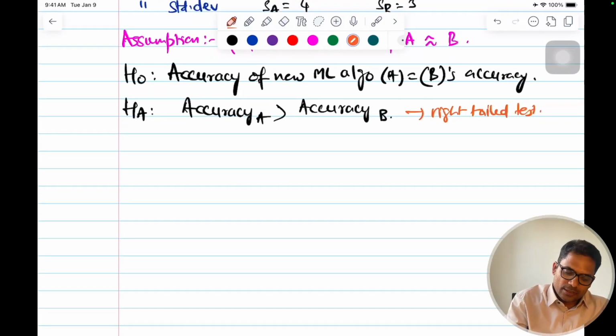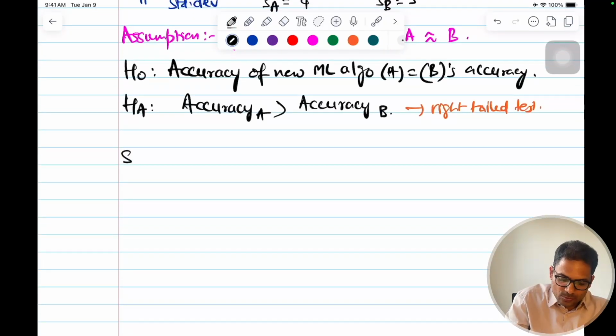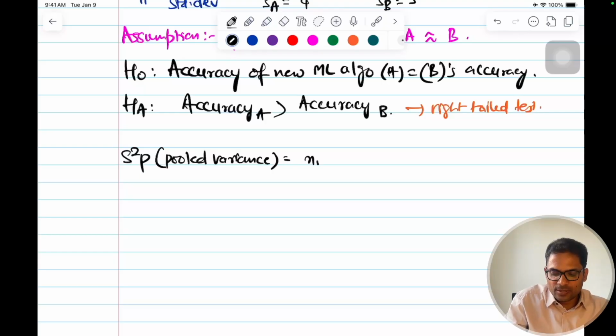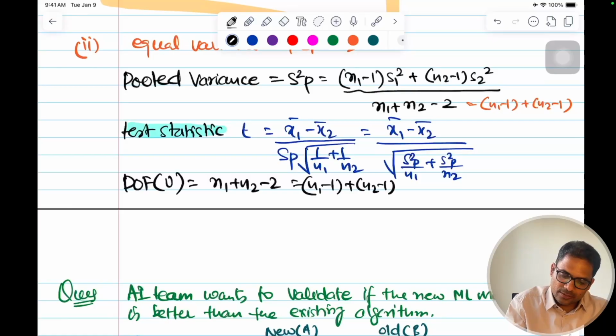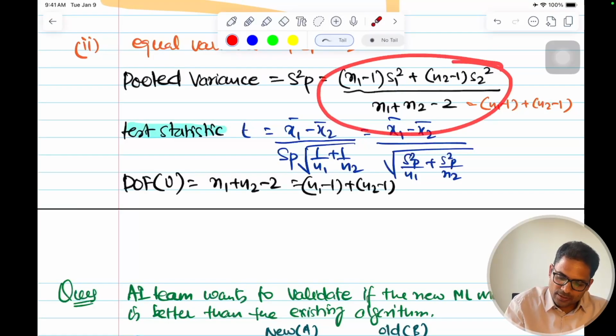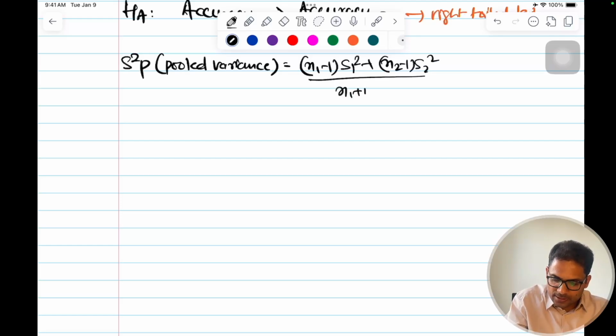Okay, so let's compute the pooled standard deviation or variance. The pooled variance S²_p. What is the formula for that? It is S²_p = ((n1 − 1)s1² + (n2 − 1)s2²) / (n1 + n2 − 2).